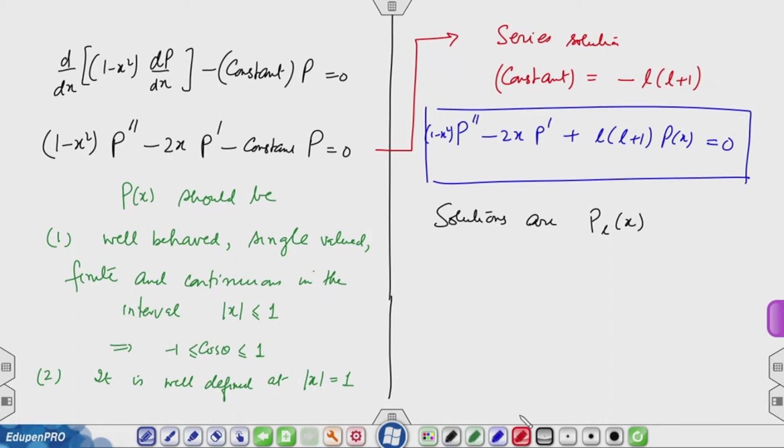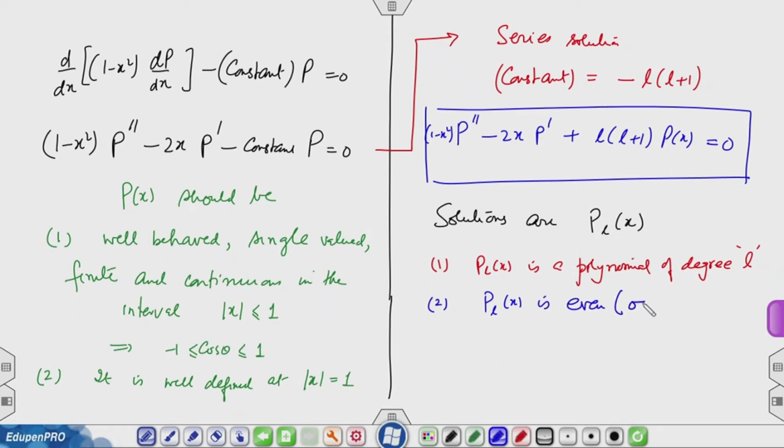And for each P_L of x, number 2, P_L of x is a polynomial of degree L. They are well behaved at the ends, and P_L of x is even or odd if L is even or odd. So, P_0 is going to be an even function. In fact, P_0 is 1. P_1 is going to be an odd function. P_1 of x is actually x, and so on.